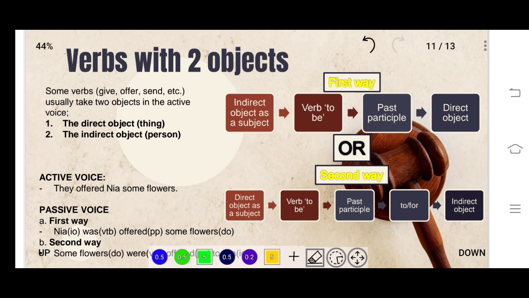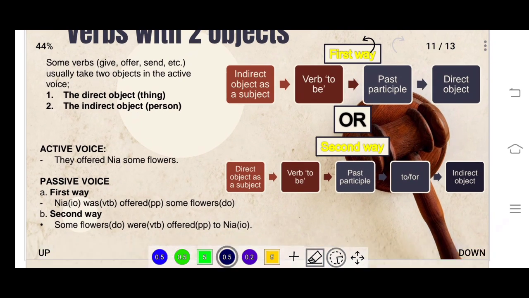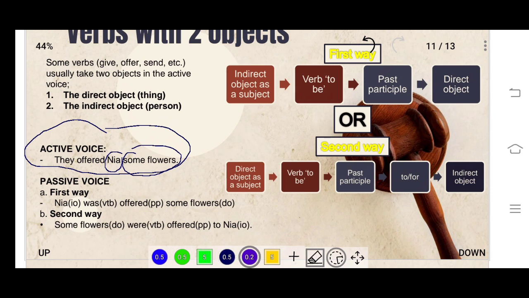Okay, so for example, we have here the active voice: they offered Nia some flowers. So basically they have one indirect object, which is the person, Nia, and then we have the direct object, some flowers. How do we know if it's a direct object or an indirect object? The direct object is the thing, and the indirect object is the person. Take a look at the sentence again. They offered some flowers. Even if we don't have Nia, we know that they offered some flowers.